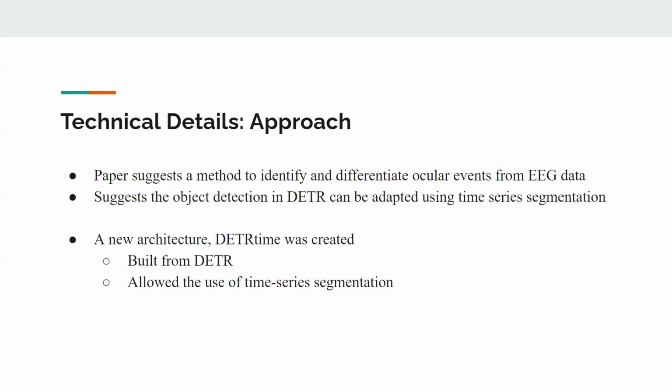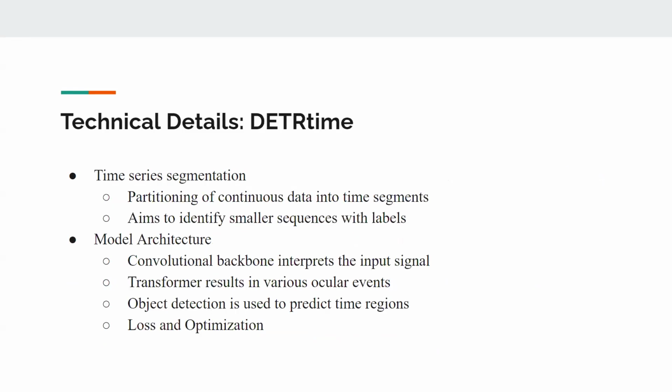So, the paper itself suggests a method to identify and differentiate ocular events from EEG data. It suggests that object detection from DETR can be adapted using time series segmentation, and by combining them, a new architecture, DETR time, is created. Now you may be wondering, what is time series segmentation? Well, it's the partitioning of continuous data into smaller time segments. It aims to split continuous blocks of classification labels and isolate them from the rest of the data.